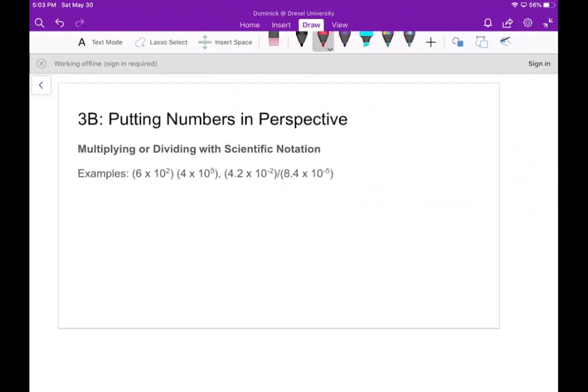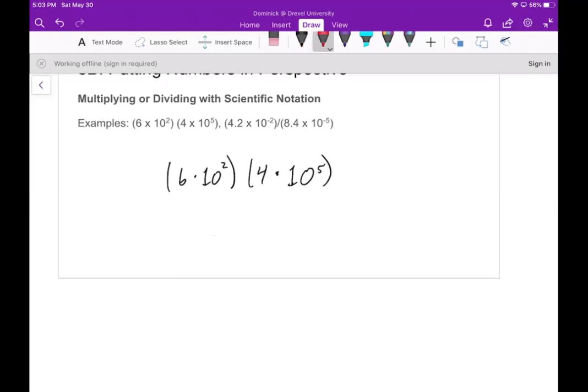Okay, now to multiply or divide with scientific notation, we're going to make this easy on ourselves. Let me show you what I mean. We have 6 times 10 squared, and I want to multiply that by 4 times 10 to the 5th. The way that we're going to handle this is we're going to rewrite this. It doesn't matter the order that we multiply numbers. If I do 2 times 3, that's the same as 3 times 2. So we're going to write this as 6 times 4 times 10 squared times 10 to the 5th.